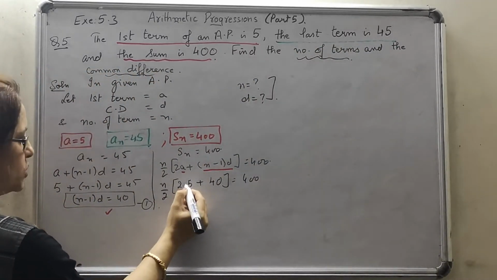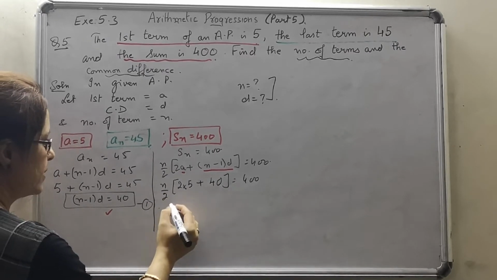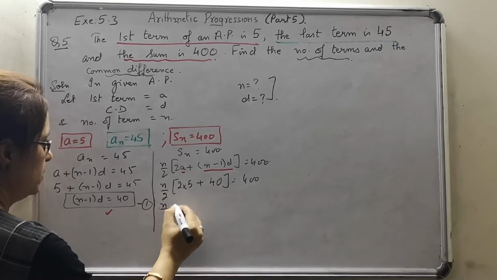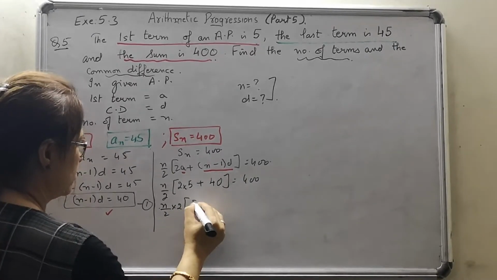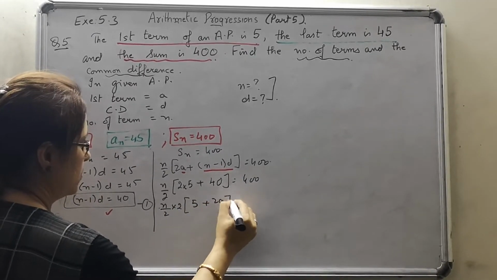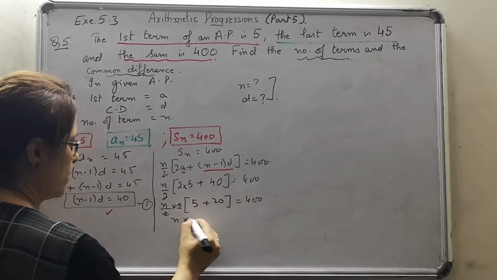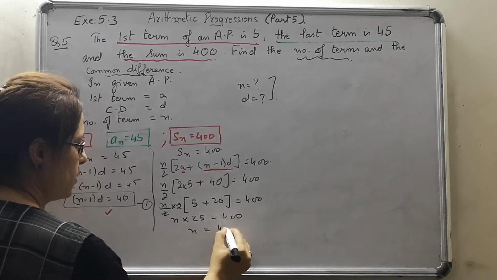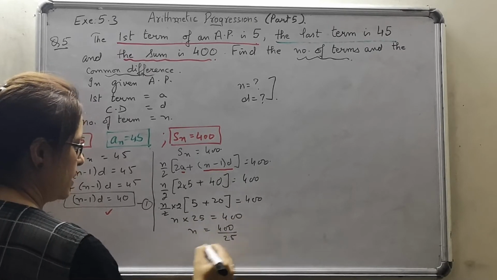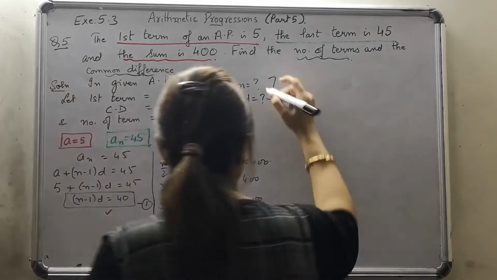Let's change it to a multiply sign so that we don't confuse it with a decimal. So in the next step, if you want, you can take out 2 common, and if you don't want, you can work it without that as well. So 2 cancels with 2, we have N into 25 is equal to 400. So what is N? N is 400 upon 25. What do we get? N is 16. We have got the value of N.